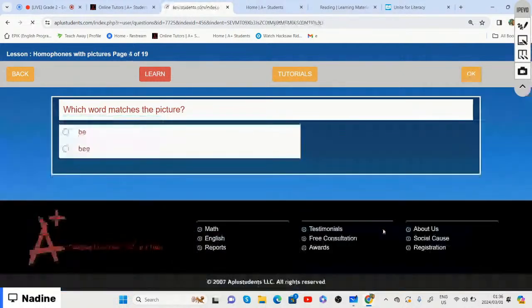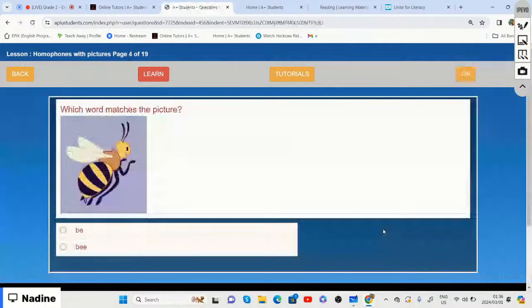So which word matches the picture? We have bee and bee. B-E or B-double-E. So bee, we get honey from this bee. They are black and yellow. And if you, for example, anger the bee, then the bee will sting you. So is it B-E or B-double-E?